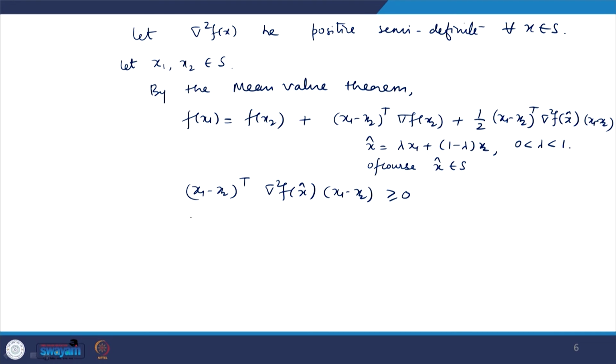So, if we apply this inequality in this expression, finally what we get is f of x 1 minus f of x 2 is greater than or equal to x 1 minus x 2 whole transpose gradient of f x 2, and which by the property of convex function implies f is convex.